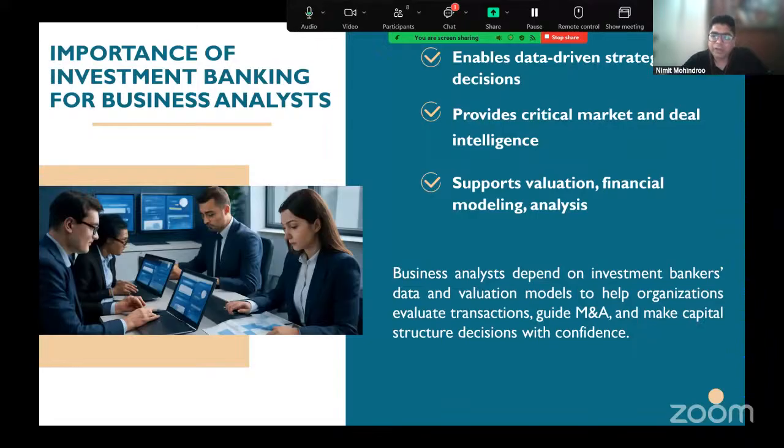It supports valuation, financial modeling, and analysis. So business analysts depend on investment bankers' data. Investment bankers have data and valuation models to help organizations evaluate transactions, guide M&A, and make capital structure decisions with confidence. Whatever we have seen earlier, the core functions which investment banking has, business analysts can help with or play a pivotal role in, right?